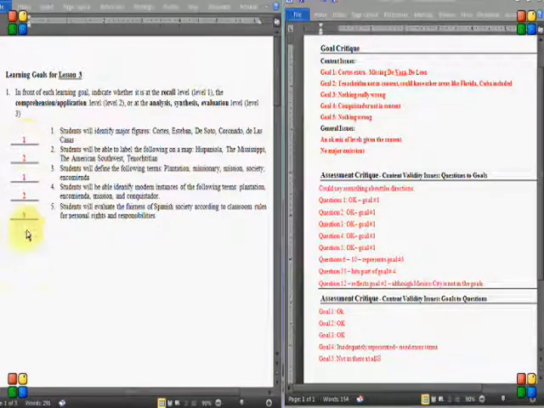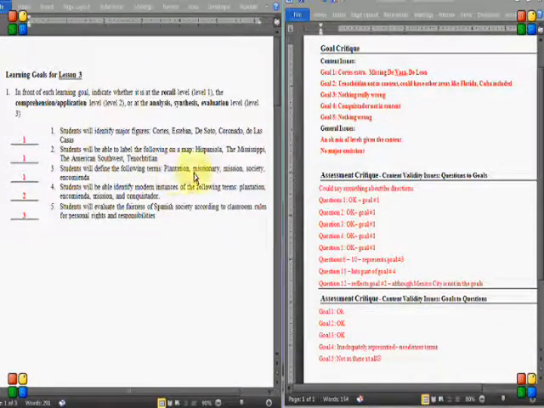The first step I'm going to do is identify what level each goal is at. Students will identify major figures: Cortez, Esteban, de Soto, Coronado, de las Casas. The term identify, I can do that just at a level 1 or recall level. So I will call that goal a level 1. Students will be able to label the following on a map. Labeling is memorization. That is also level 1.